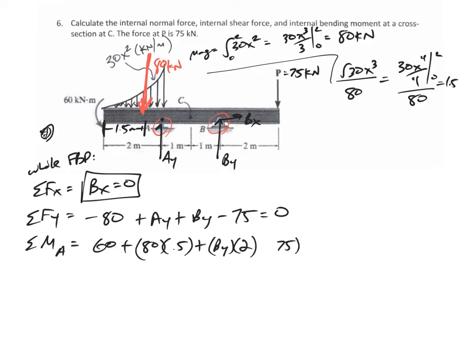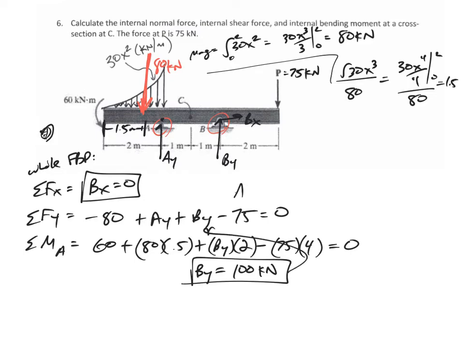And then 75 kilonewtons is acting 4 meters away. That one is a negative moment. Set those equal to 0. We would get BY is 100 kilonewtons. And plugging that back in up there, AY I got to be 55 kilonewtons.